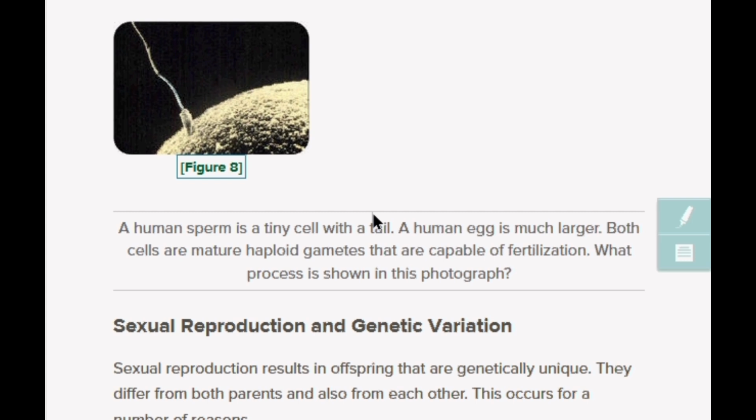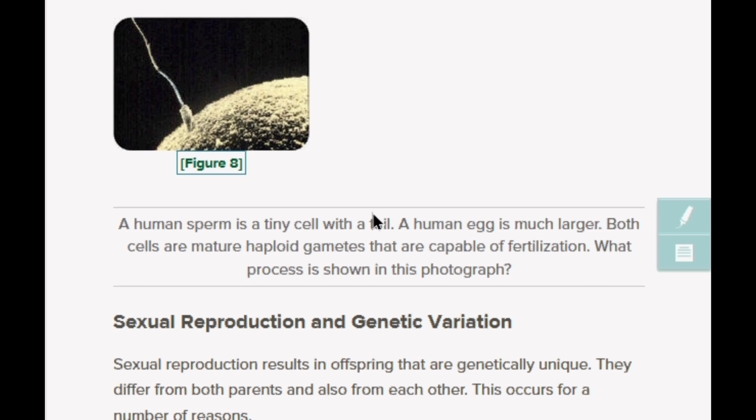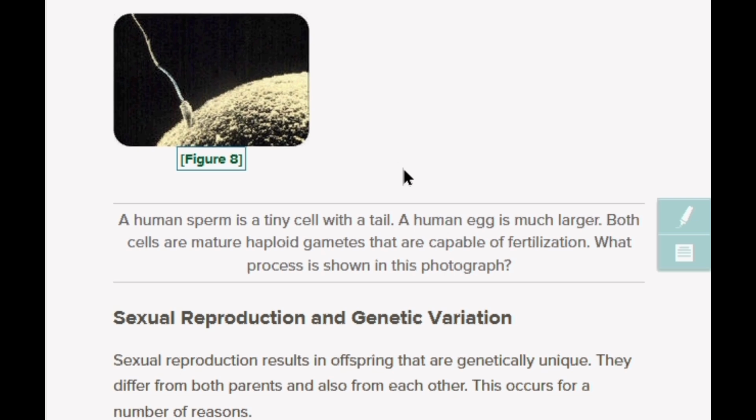Figure 8. A human sperm is a tiny cell with a tail. A human egg is much larger. Both cells are mature haploid gametes that are capable of fertilization. What process is shown in this photograph?